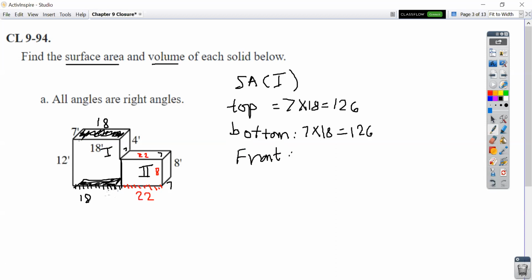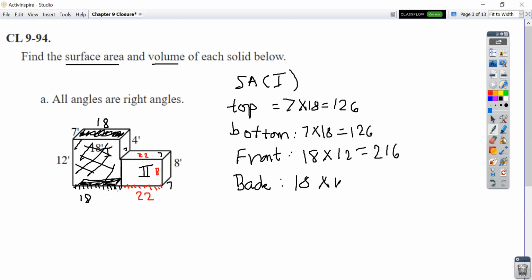Okay, this piece right there, we call it the front. So what we have on the front, we have the length 18 and the width 12, like 18 times 12. We should have 216. The back is the same thing as the front. So the back, we take 18 times 12. We should get 216 square units.